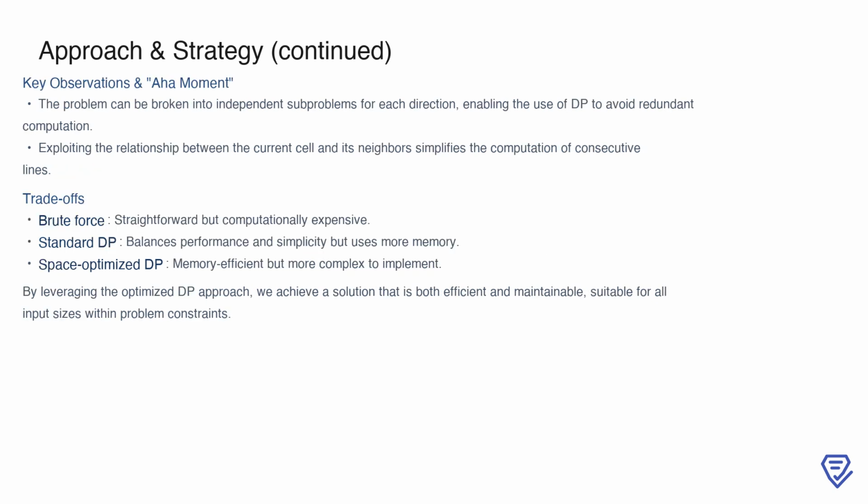The key insight for solving this problem lies in breaking it into smaller, independent subproblems for each direction. This enables us to leverage dynamic programming to avoid redundant computations. By focusing on the relationship between a cell and its neighbors, we can efficiently compute the longest line of consecutive ones for each direction. When considering the trade-offs, the brute force method, while easy to understand, is computationally expensive and impractical for larger inputs. The standard DP approach offers a good balance between performance and simplicity, but its memory consumption may be a concern in some situations.